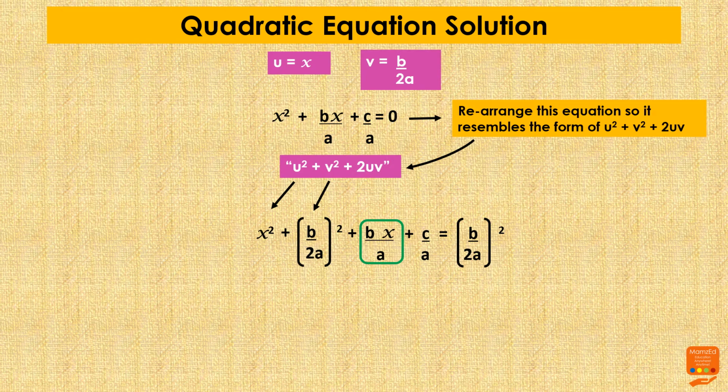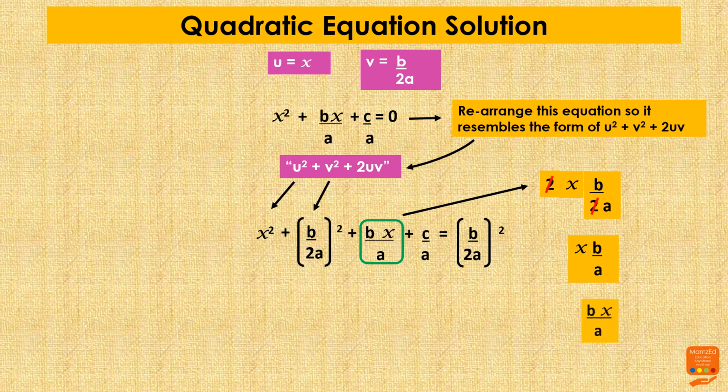Let's write 2x and b over 2a. In this, x is equal to u, b over 2a is equal to v. So we have written 2uv. 2 and 2 cancel out, and we are left with x b over a, which can be rearranged to bx over a. So bx over a is actually our 2uv.